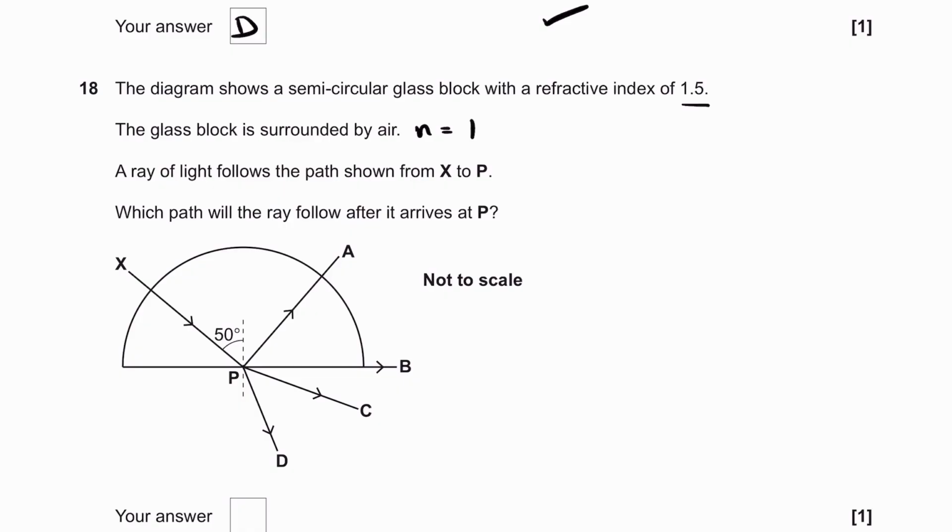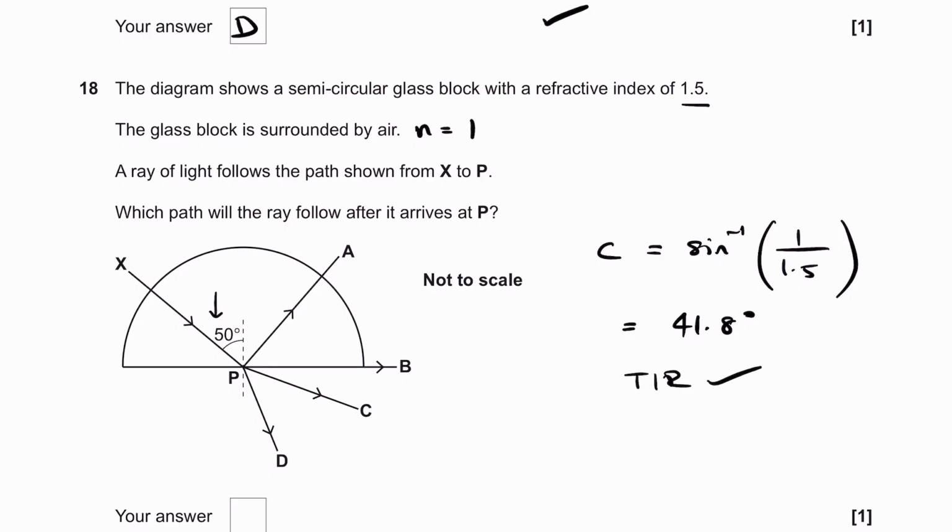We should work out the critical angle first here to see whether total internal reflection is happening or isn't. C is where C is the critical angle, sine inverse of 1 over 1.5, and that gives me 41.8 degrees. And clearly, the angle of incidence here is greater than that. So total internal reflection will occur, and it will follow the path of A. A is the answer here.